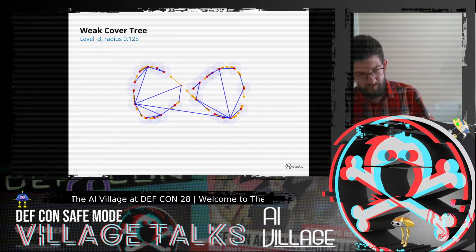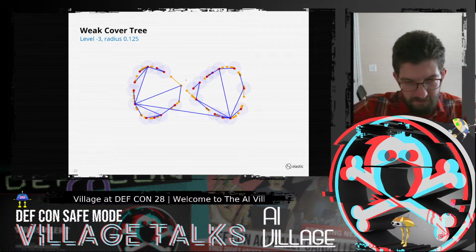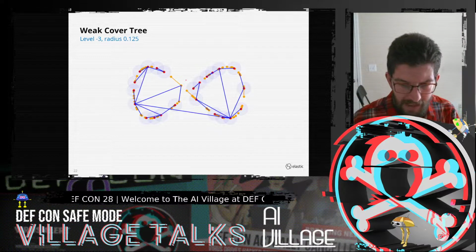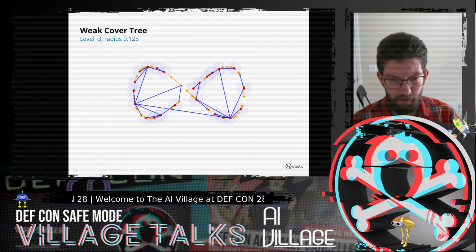So that is a cover tree, and you can see that as you go down the levels of the tree, it matches and fits with your data a lot better than at the top.